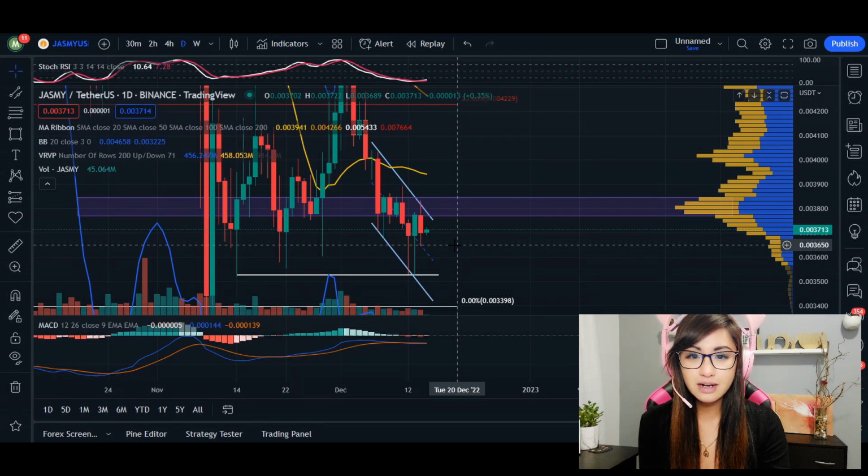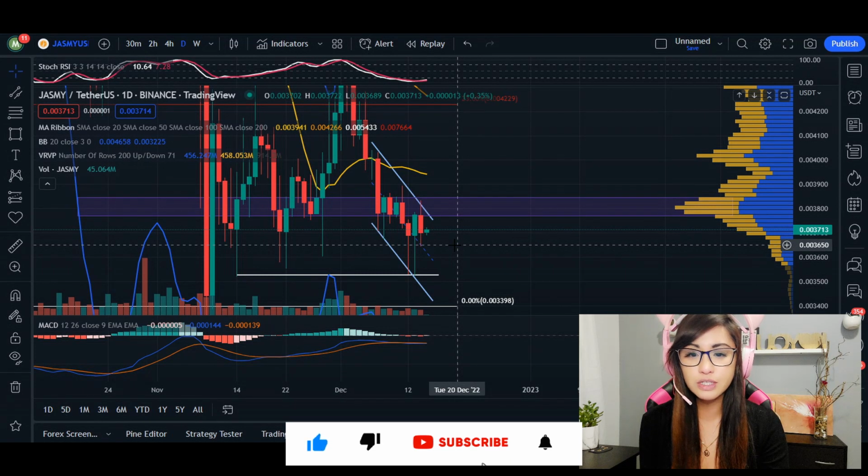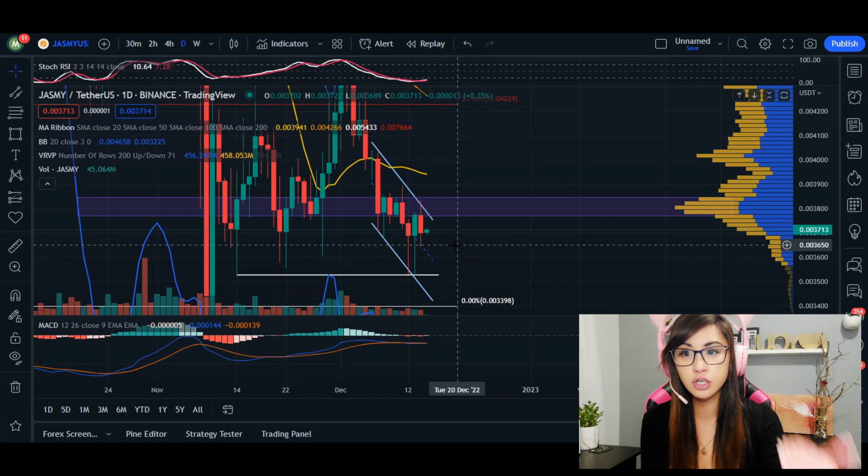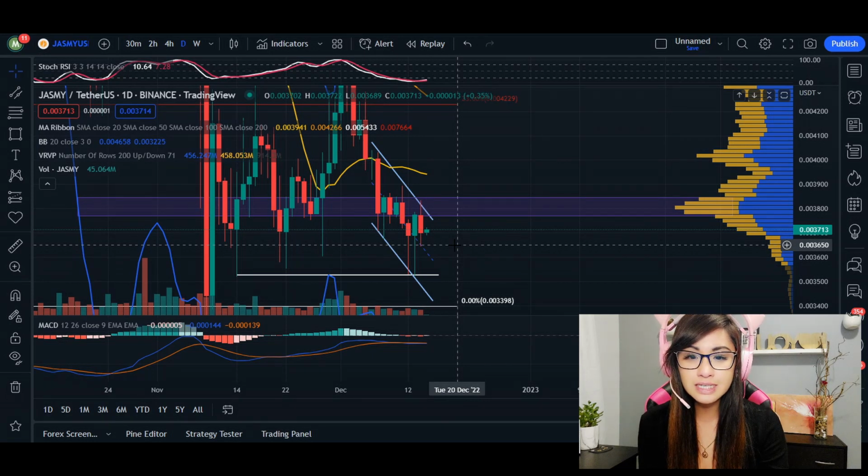We do see ourselves being considered as oversold here from the previous candlestick action, and depending on our momentum of our MACD line, if we do want that breakout in an uptrend for a long term for Jasmy, we do need to see our MACD line and our signal line come above our 0% line here for our MACD indicator.